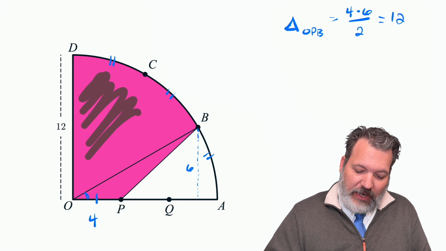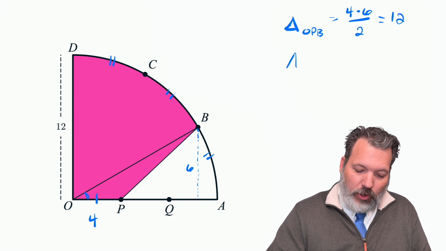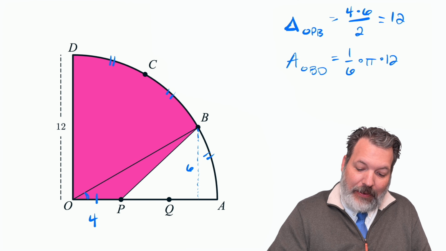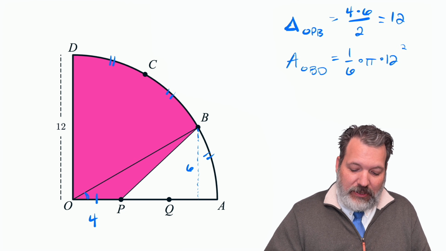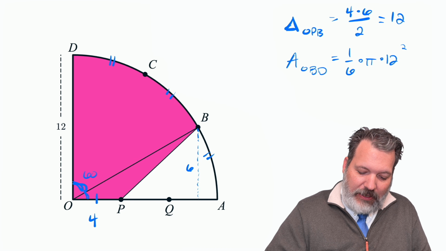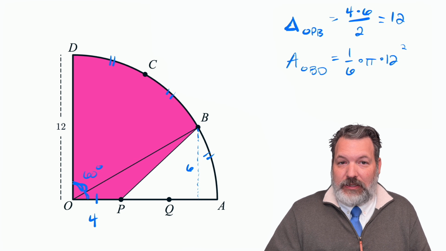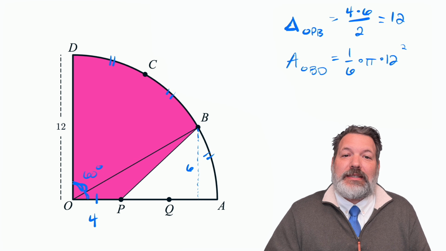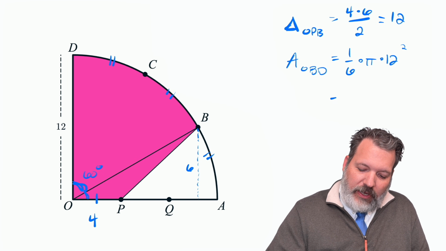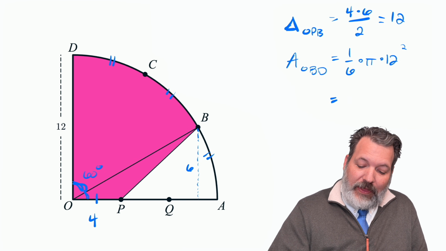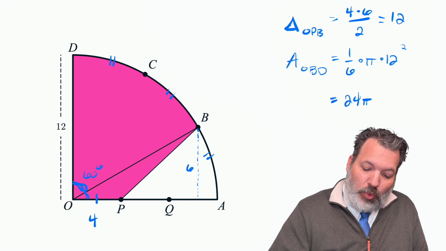For the rest of this sector over here, OBD, we're looking at an area that is 1/6 of what would be the full circle area, pi times 12 squared. The reason I know it's a sixth is that this angle here was 30 degrees, but again, they added up to 90, so this other angle must have been 60. And 60 degrees out of 360 degrees means we're looking at a sixth of the total circle. 12 squared is 144 times pi makes 144 pi, and then times the 1/6 gives us back 24 pi.